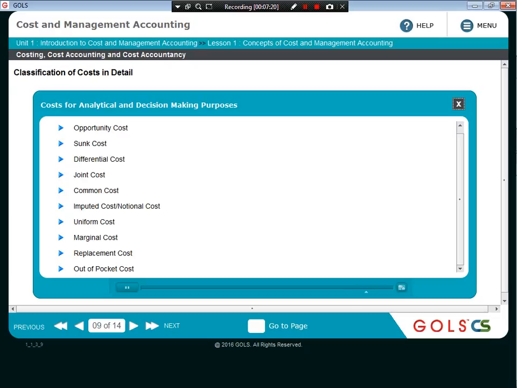Replacement cost, as the name suggests: if you have decided to abolish one activity and want to replace it with another activity, the cost that will be incurred for the purpose of replacing is called a replacement cost. And out of pocket cost is the additional cost, in addition to your normal cost, that you have to incur. All such costs are important from the point of view of decision making and analysis.